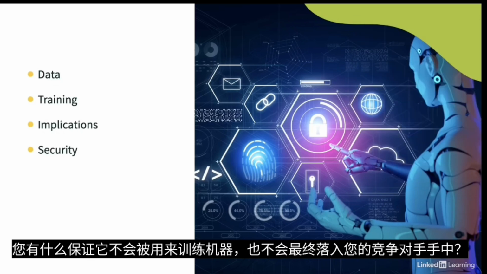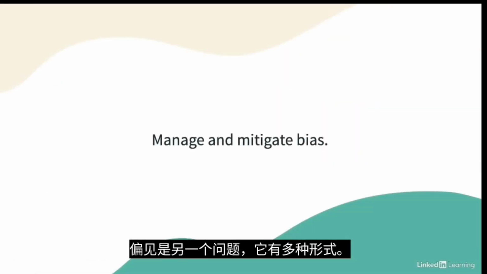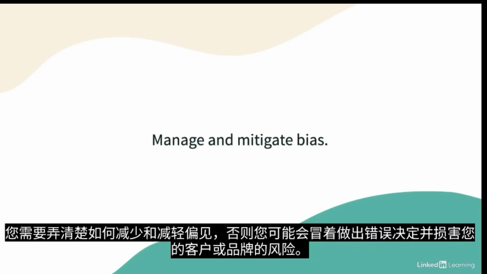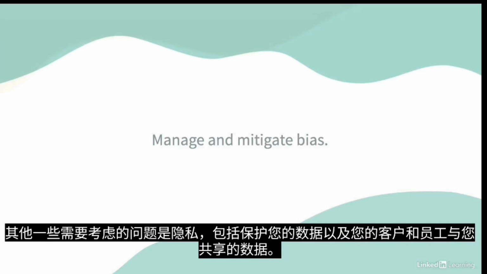Bias is another concern, and it comes in many forms. It could be the bias in data that hasn't been trained on a diverse set of examples and adversely affects a person's life. Or it could be the bias built into the algorithm itself. You'll want to figure out how to reduce and mitigate biases, or you could risk making the wrong decision and harming your customers or your brand.